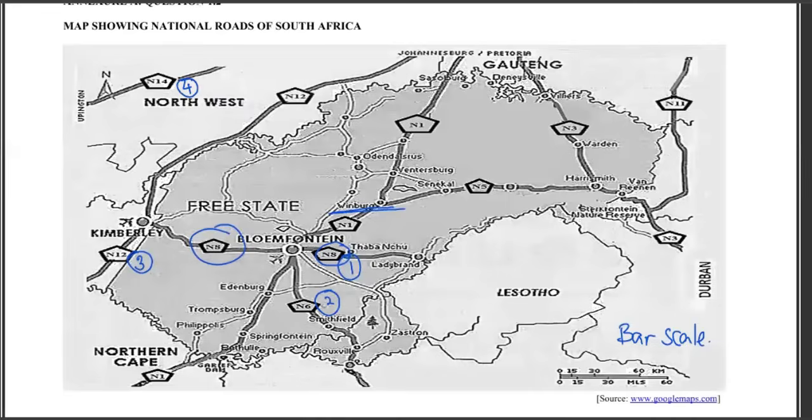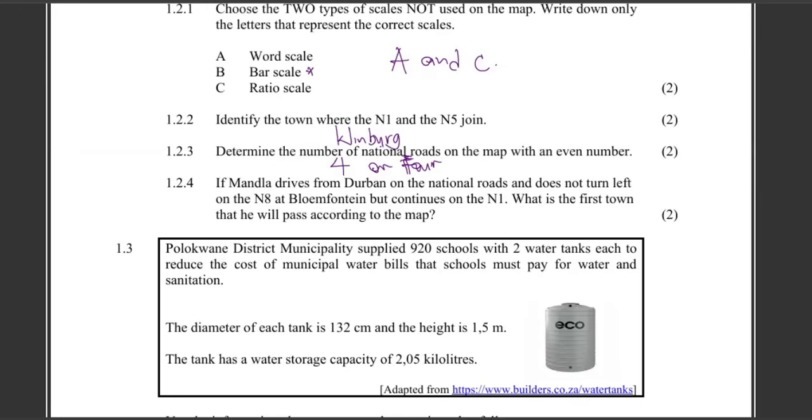Let's go and see. Now we are here. He does not turn left. He does not take this. He continues with N1. This is N1. Which town does he meet first? It's this town here, Edinburgh. So the answer becomes Edinburgh. Okay.